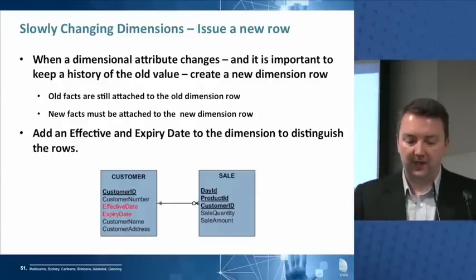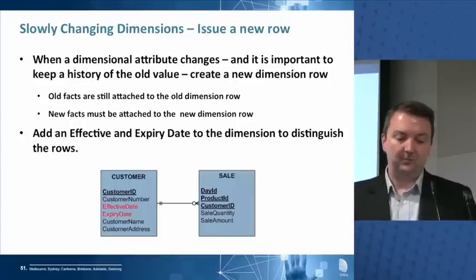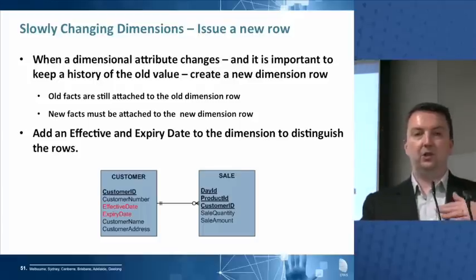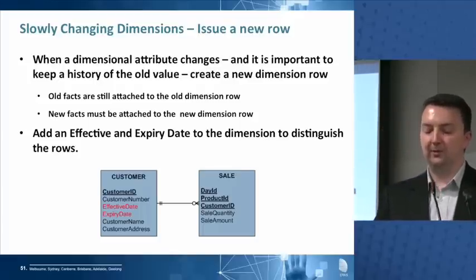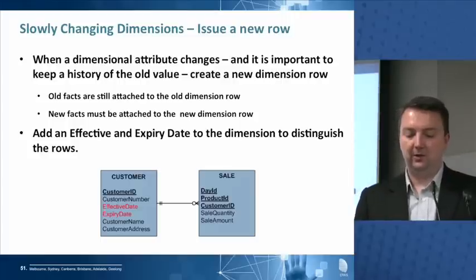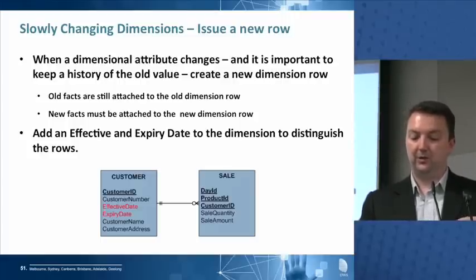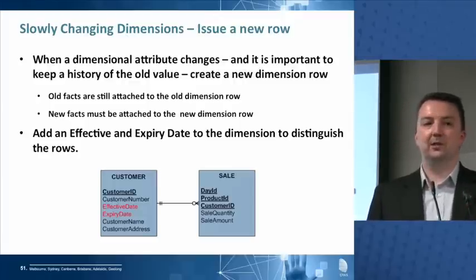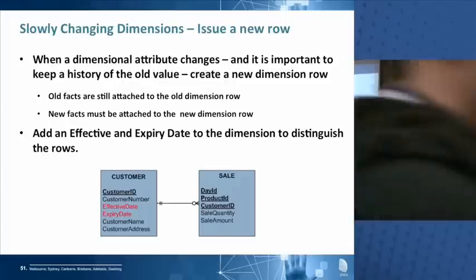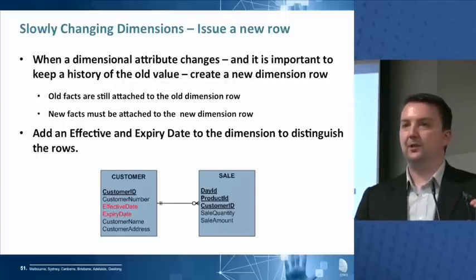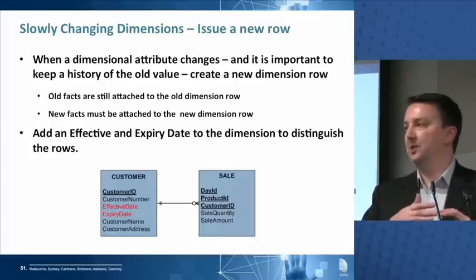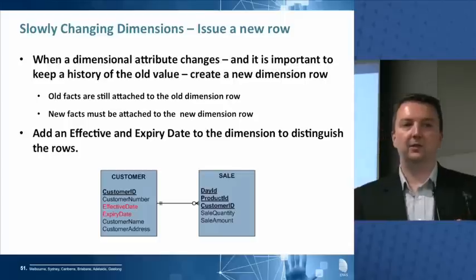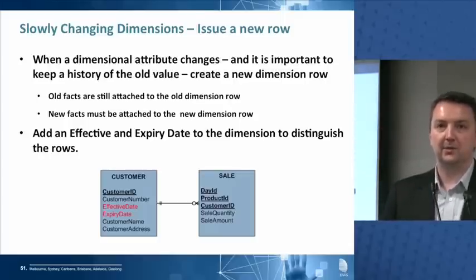So what you do in this particular case, if it's important to track the history of an old value, we just create an additional row in the customer dimension table. This is a bit non-intuitive for people that are used to operational source systems. We now have 2 rows in that customer table that represent the same customer, an old row and a new row. The old facts in the sales table are connected to the old customer row. The new facts in the sales table are connected to the new row in the customer table.